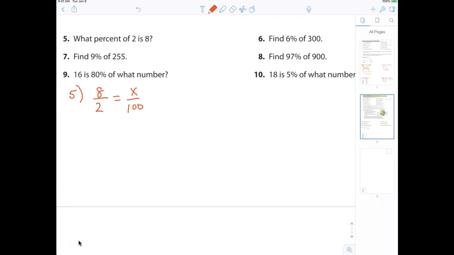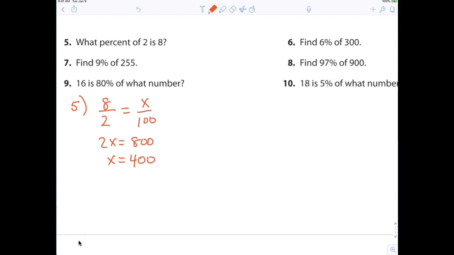Cross multiply for me. 15. Good. Very good. X equals what? Yes, thank you very much. X equals 400. Yes, absolutely. Thank you. Because the question is asking for a percent, you would say 400%.